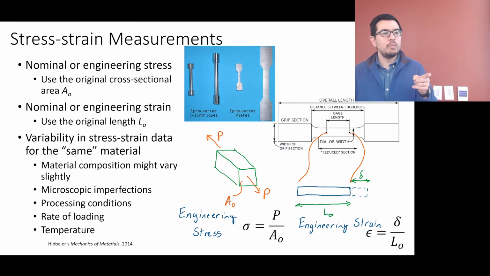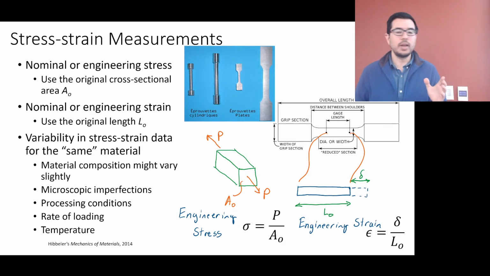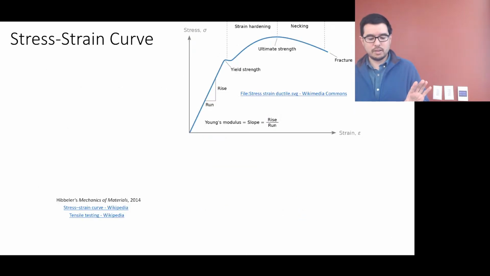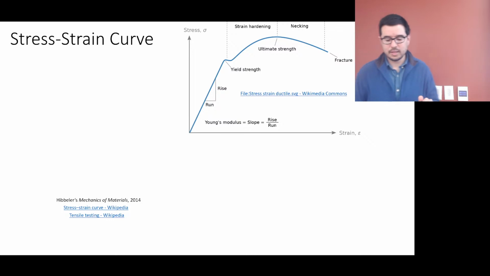Yes, little microdents or voids can end up leading to imperfections and issues with your tensile testing as well. Okay, any questions on this? Good? Fun? All right. So what do you get out of the machine?